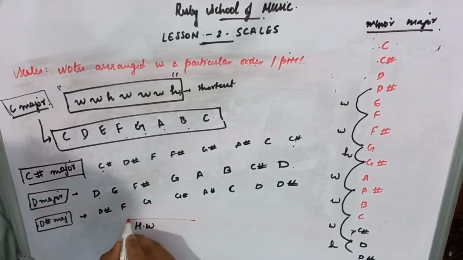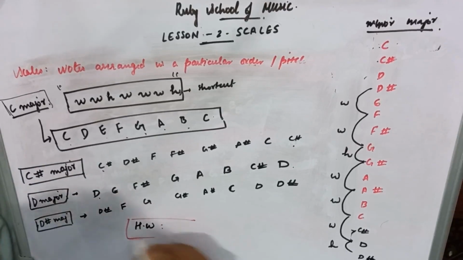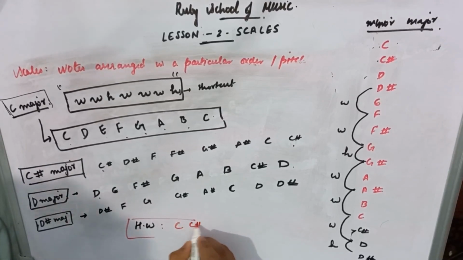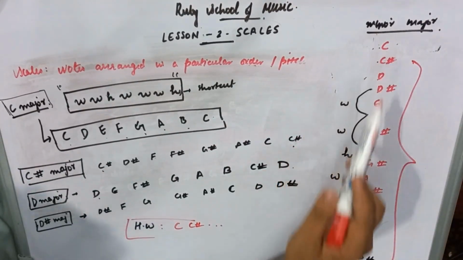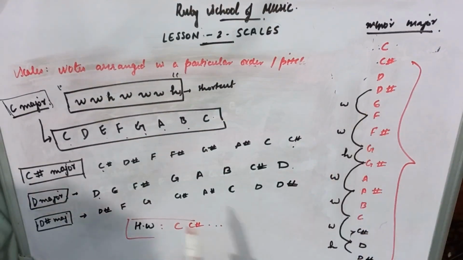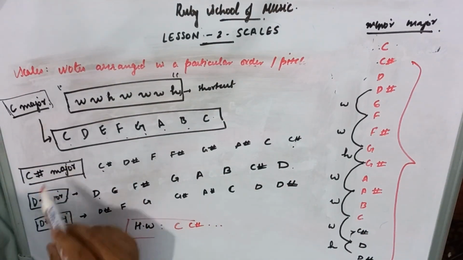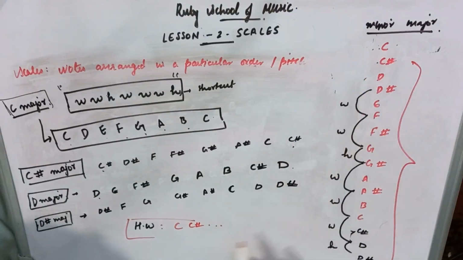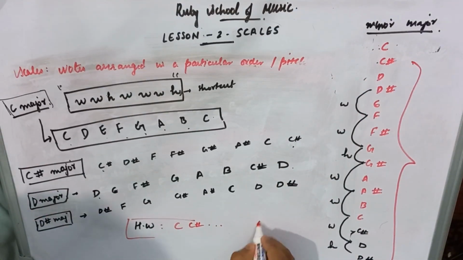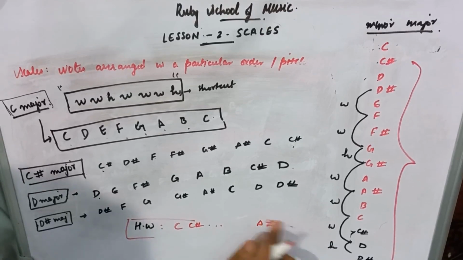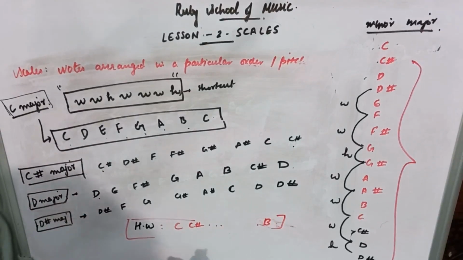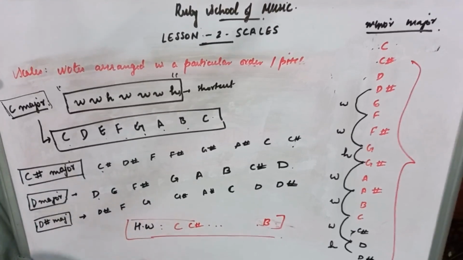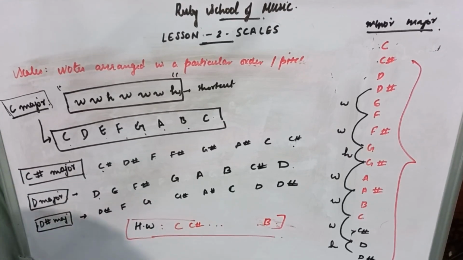Okay, for the homework, what you have to do is write the notes in the same way for this whole thing. Write the scales or the notes for all these scales, that is C sharp, D sharp, E till A sharp. No, it's not A sharp, it is B. Till B. C sharp to B. Okay? Write it down. That is your homework. So this is the major scale. Now in the next lesson, we'll look at the minor scale.